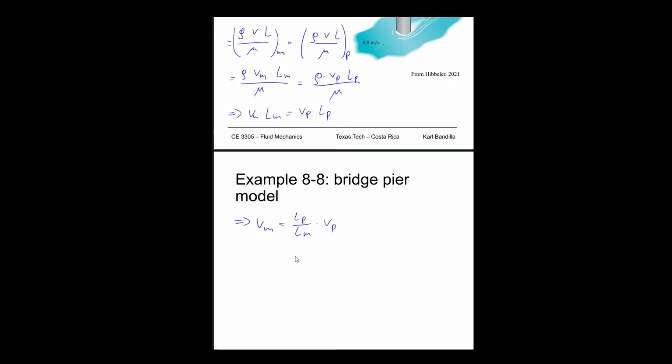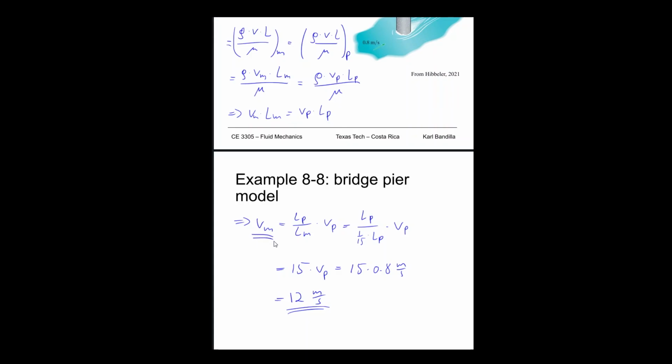Now we know that the model is 1/15th of the actual bridge pier, right? So we can say Lp divided by 1/15th of Lp, times Vp. That would mean the 15 jumps up, the Lp's cancel, 15 times Vp, so that'd be 15 times 0.8 meters per second. That means the velocity in our model would have to be 12 meters per second.